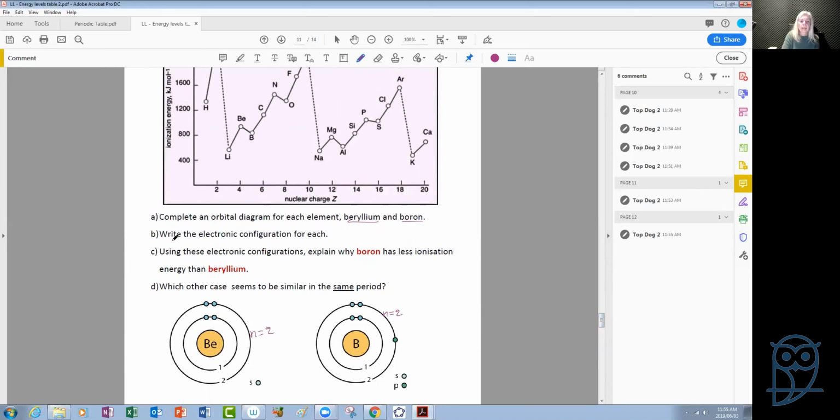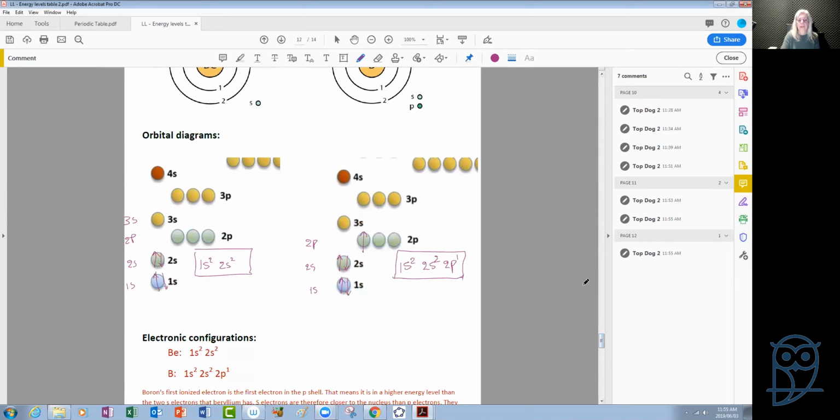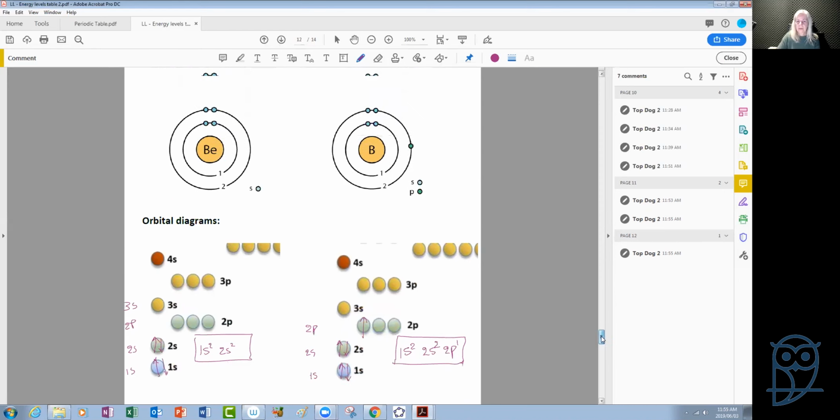Then they ask us to write the electronic configuration for each, which we have done already. We wrote the electronic configuration for each. This is for beryllium, and this is for boron. The electronic configurations, as they asked.